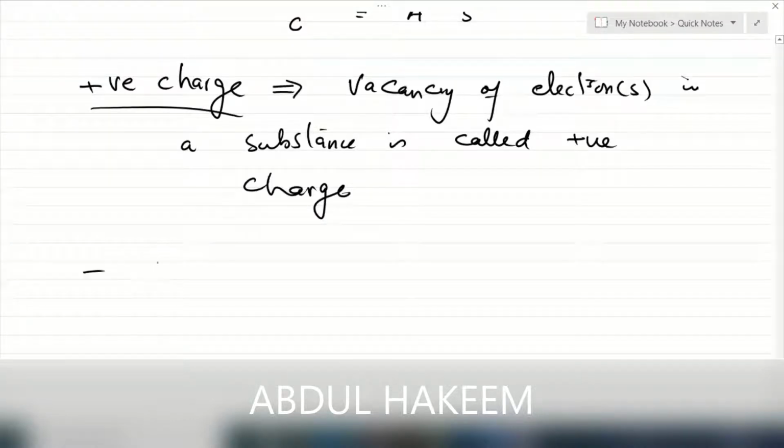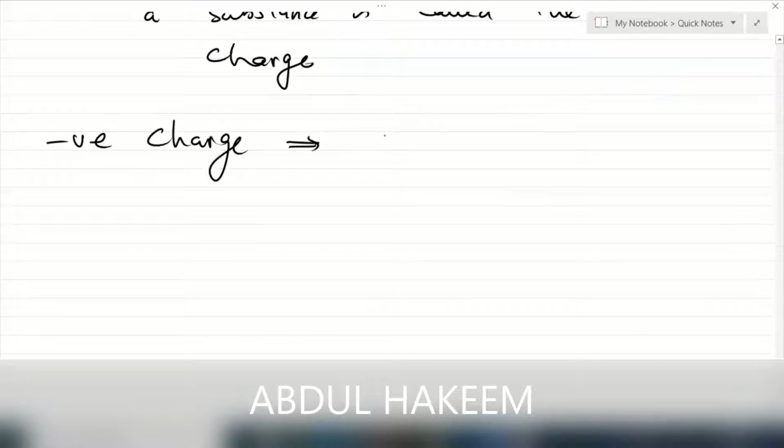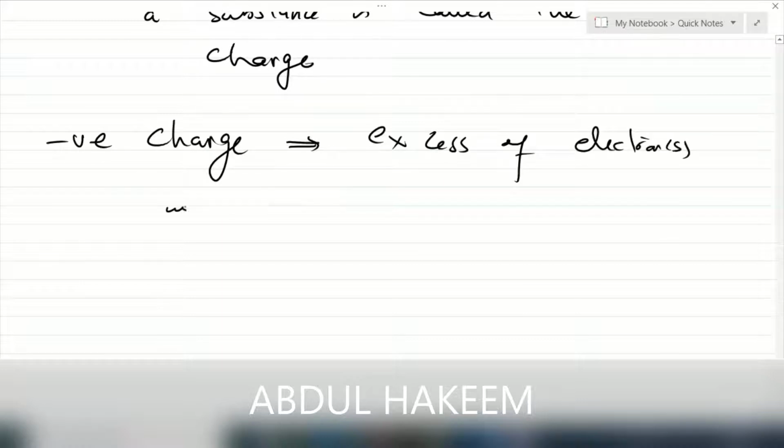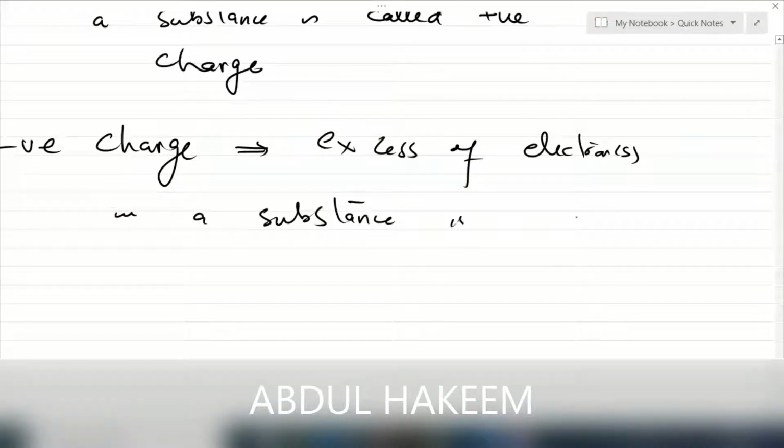And the second is the negative charge. It is defined as excess of electron or electrons in a substance is called negative charge.